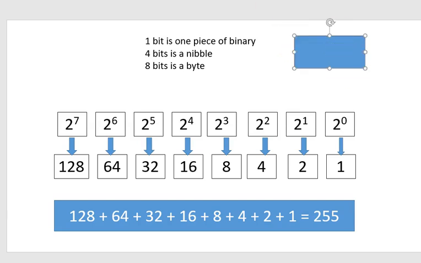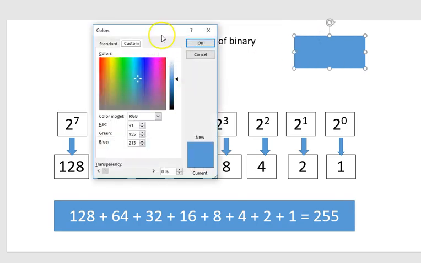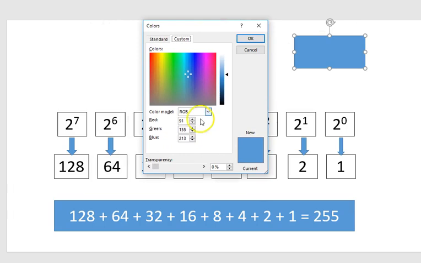Okay. And I'm going to do what we were doing in our little unit, and that's talking about fill colors. And I'm going to work with these fill colors. Now, these numbers over here tell you exactly how much red you're going to have, how much green you're going to have, and how much blue you're going to have to give that color. And at the moment it's 91, 155 and 213.